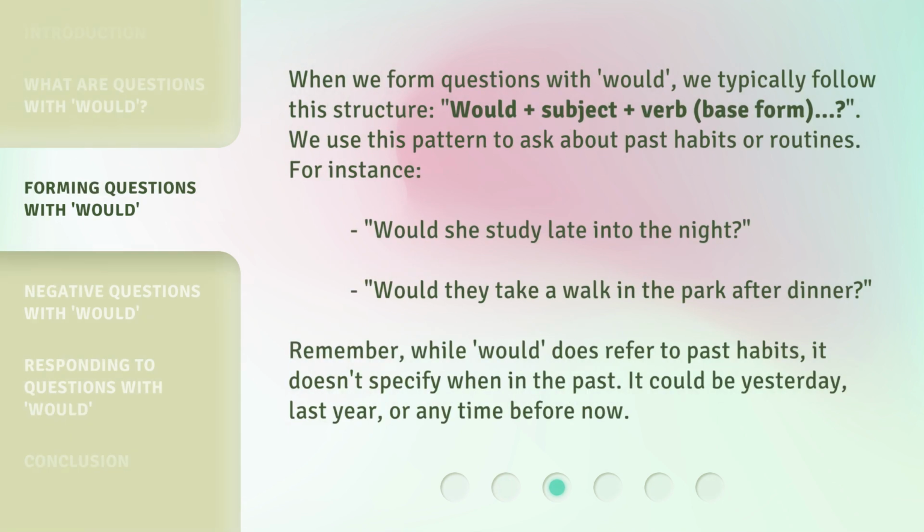When we form questions with would, we typically follow this structure. Would plus subject plus verb, base form. We use this pattern to ask about past habits or routines. For instance, would she study late into the night? Would they take a walk in the park after dinner? Remember, while would does refer to past habits, it doesn't specify when in the past. It could be yesterday, last year, or any time before now.